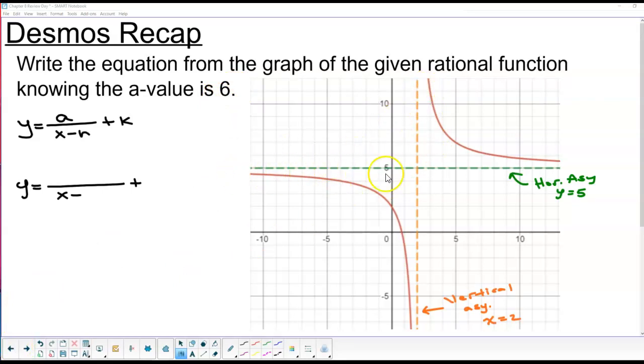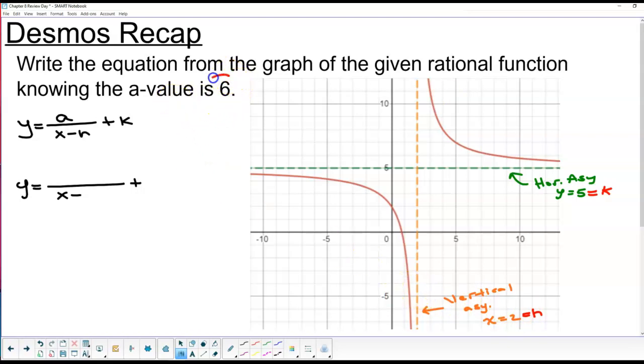What do we know? We know that my horizontal asymptote is at the equation y equals 5 because I shifted up 5 units. Now notice, I shifted everything up 5 units. Wait a minute, isn't shifting something up the k value? And then I shifted everything to the right 2 units, which is my vertical asymptote at the equation x equals 2. Well, by shifting everything over, that tells me that h is 2.